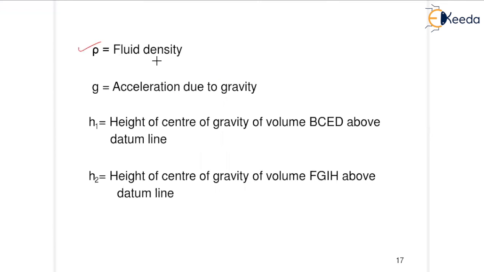where rho is the fluid density, g is the acceleration due to gravity, H1 is the height of center of gravity of volume BCED above the datum line, H2 is the height of center of gravity of volume FGIH above the datum line. What is rho? Fluid density. g is the acceleration due to gravity. H1 is the height of center of gravity of the volume BCED above the datum line. H2 is the height of center of gravity of volume FGIH above the datum line.